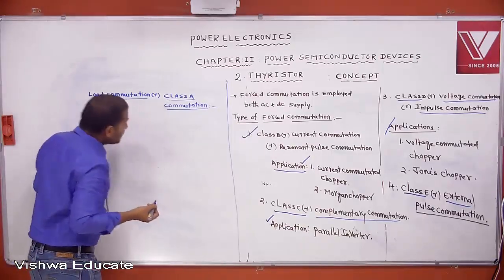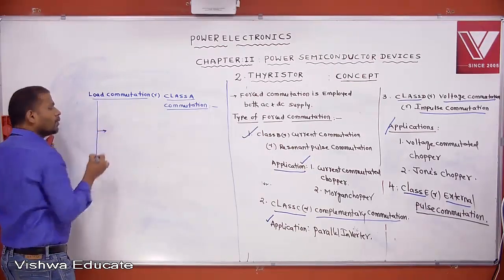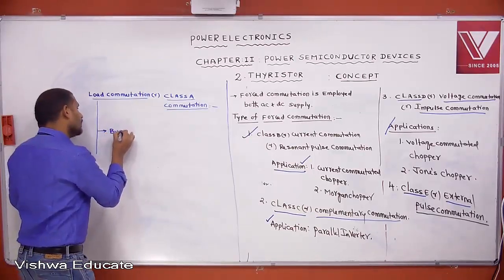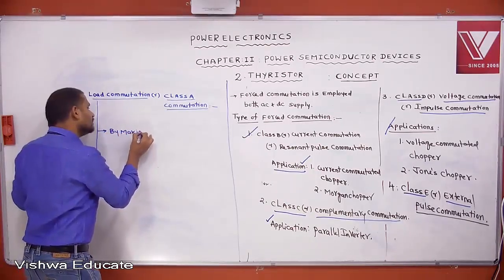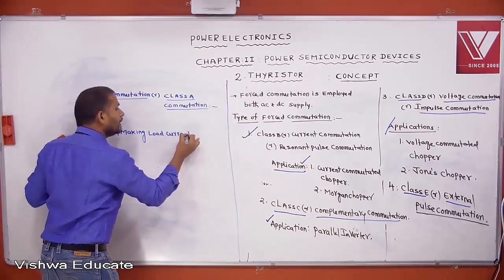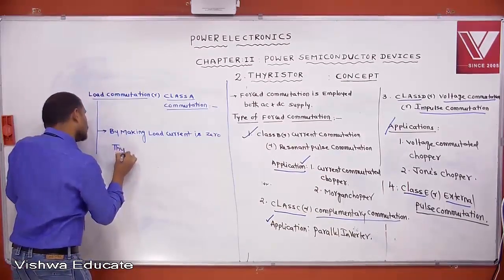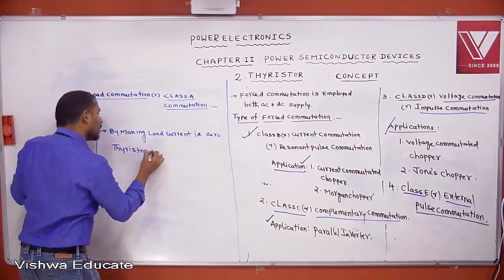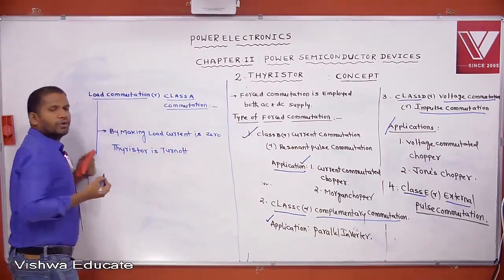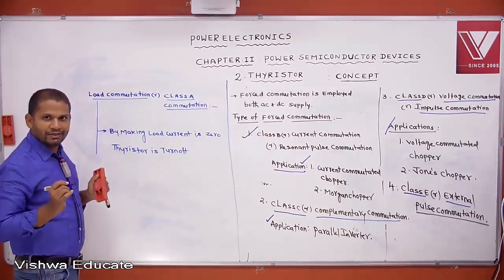The load commutation or class A commutation. What do you mean by load commutation? It means by making the load current 0, the thyristor is turned off. Then it is called load commutation. How we can make the load current 0, you will see in the detailed discussion of class A commutation.